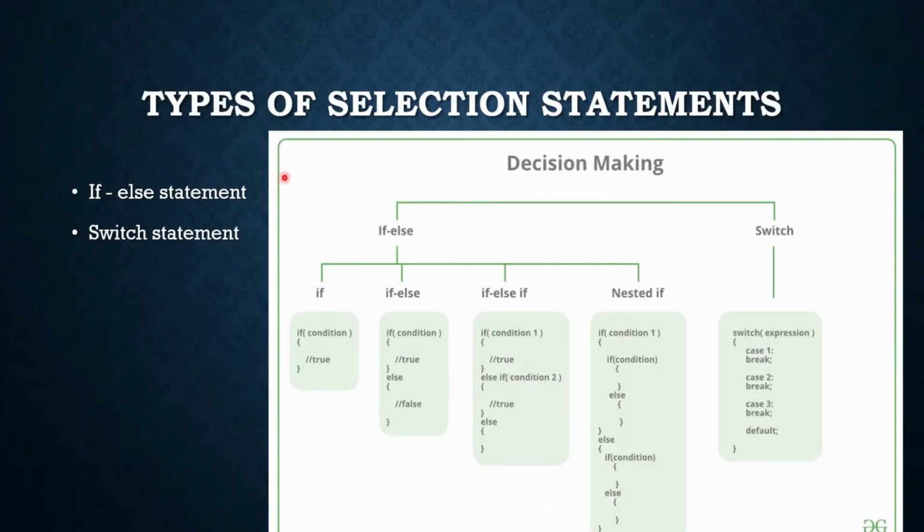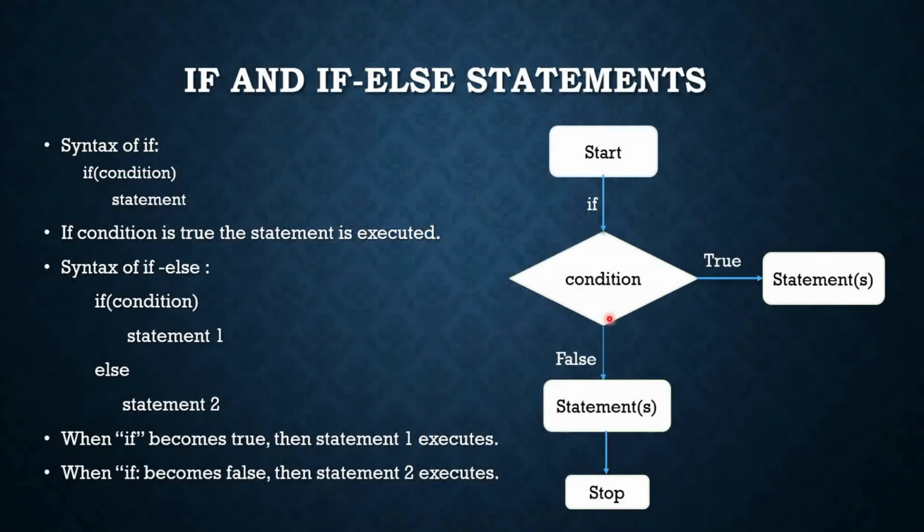Now there are two types of selection statement, if-else statement and switch statement. In this if-else we have four categories: if, if-else, if-else if, and nested if. Now we explain it in detail. First of all, we explain if and if-else statements.